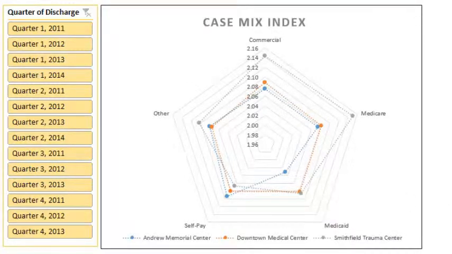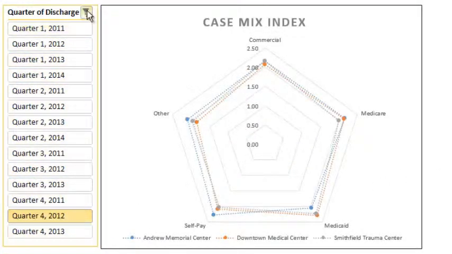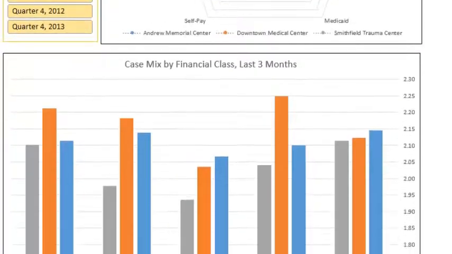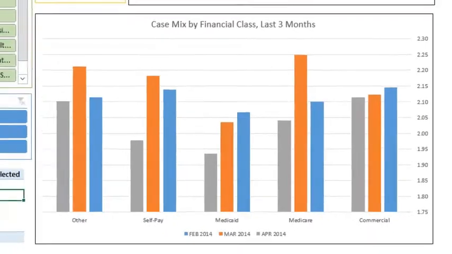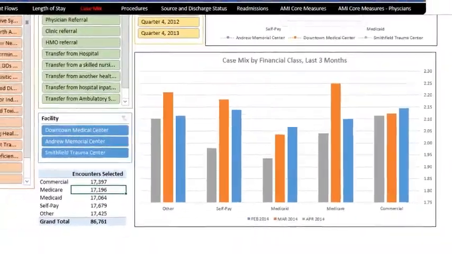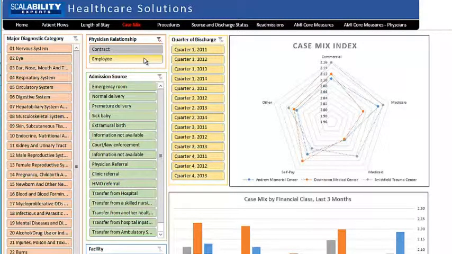The radar chart has a slicer for choosing the time frame. Beneath the radar chart is a bar chart showing CMI for the most recent 3 months, grouped by financial class. On this dashboard, you have 4 slicers that apply to both graphical presentations: major diagnostic category, facility, type of physician, contract or employee, and admission source. Use these slicers to define the patient population you are interested in and get an instant calculation of the case mix index for it.